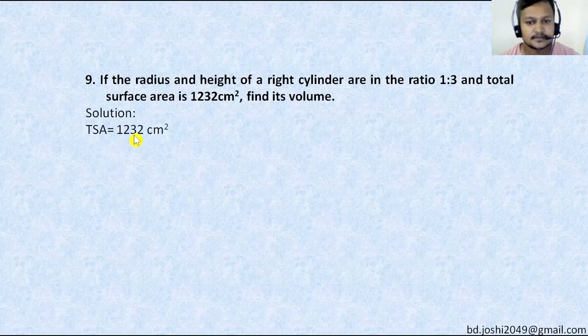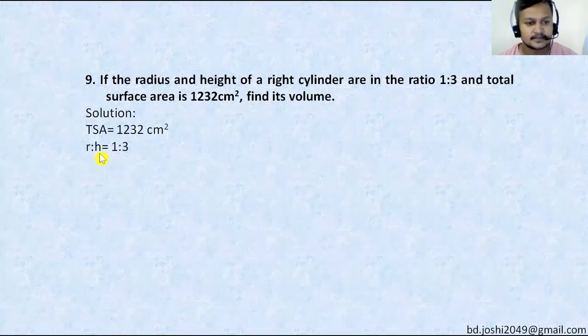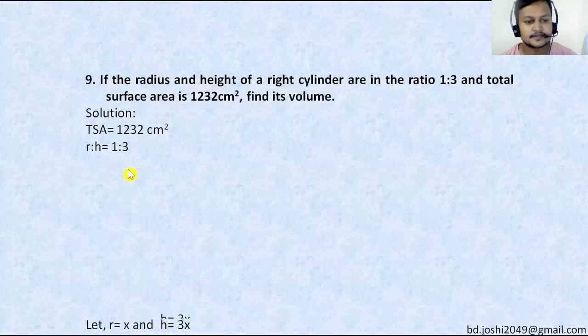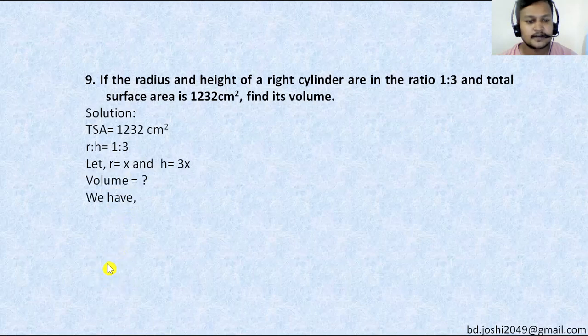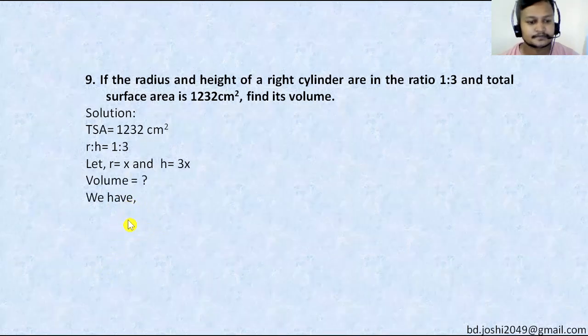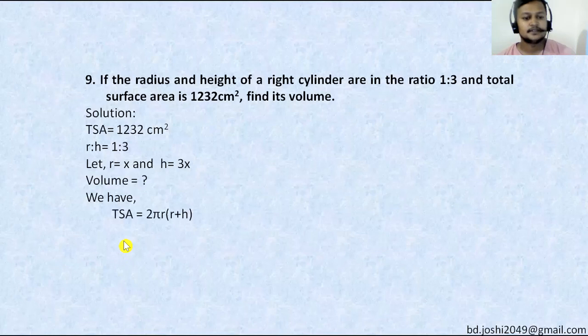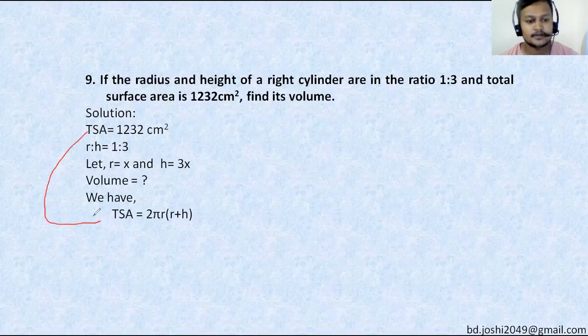The value given to us is the total surface area of the cylinder, 1232. The ratio of radius and height is 1:3. So we can say let radius be x and height be 3x according to this ratio. The question asked to us is: volume is equal to what? Find out the volume. For it, use the formula of total surface area which is given to us, to find out the unknown value.